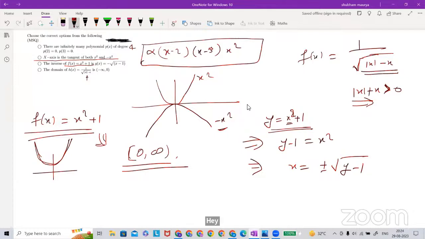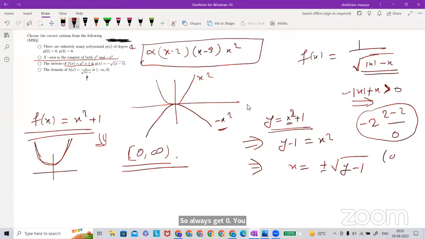If it is plus, then for what value of x should it be greater than 0? That means this is always positive, and this is always positive, but the problem is you cannot take the negative values. Like if you think of -2, then this is going to be 2 and -2, so you always get 0. So you cannot choose the negative values, but 0 to infinity is going to work for the case. Yes, sir, got it.